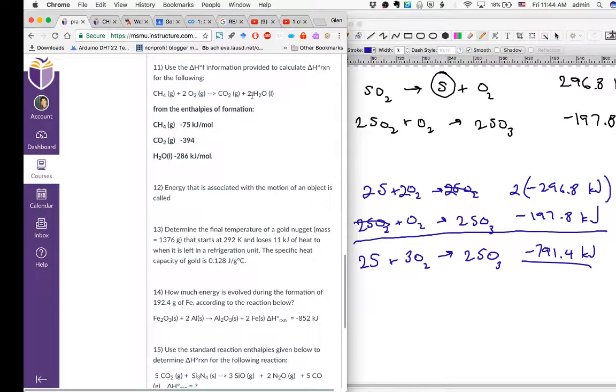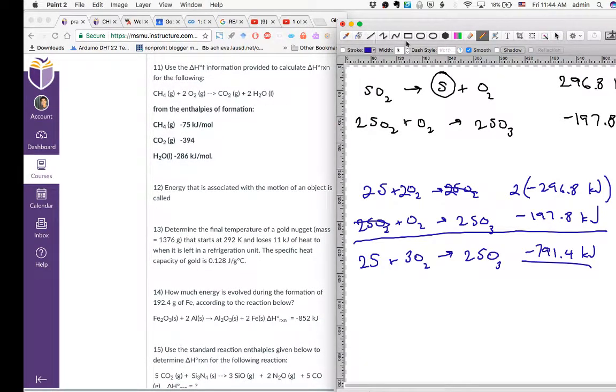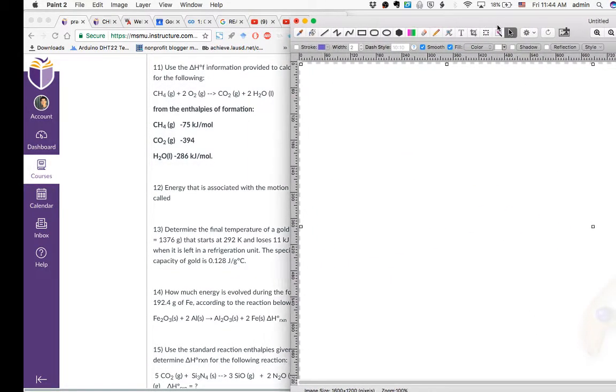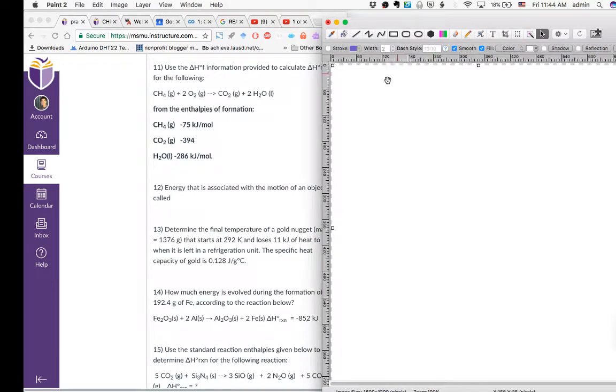Similar problem in number 11, but we don't need to use Hess's Law in quite the same way. In number 11, I've got these enthalpies of formation, you see. Let me tell you about formation. The enthalpy of formation is the enthalpy of the reaction for a special reaction called a formation reaction.